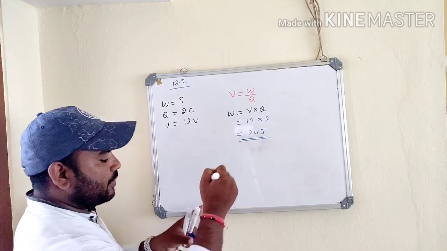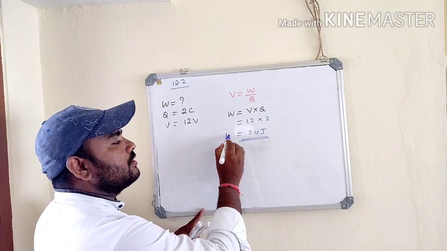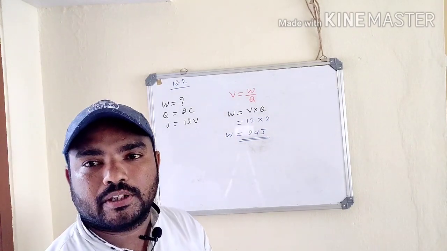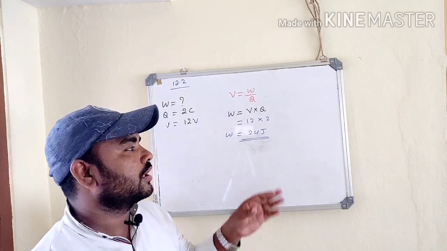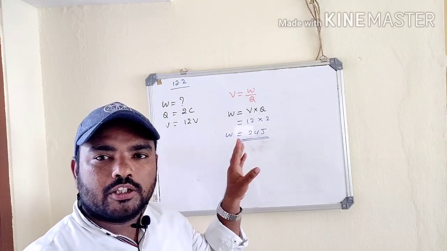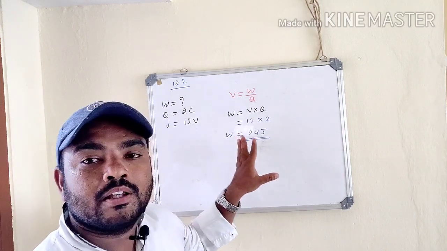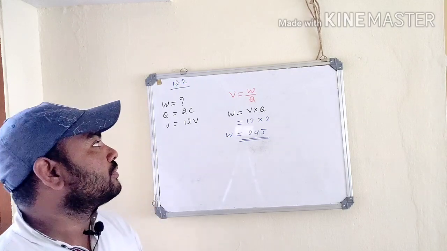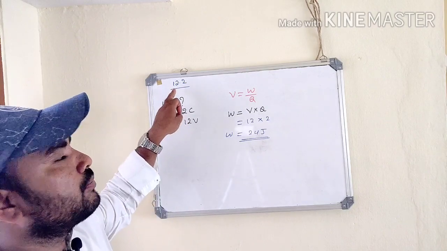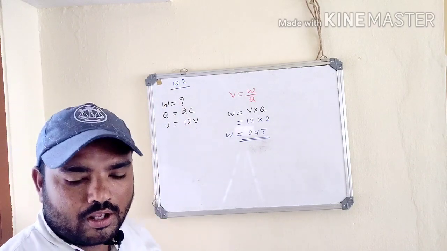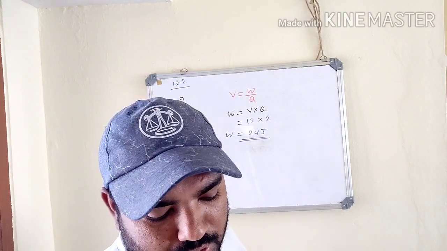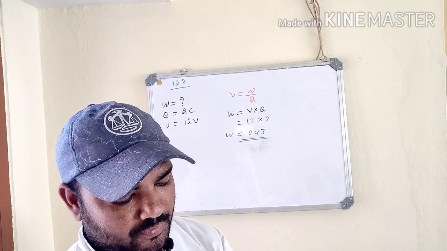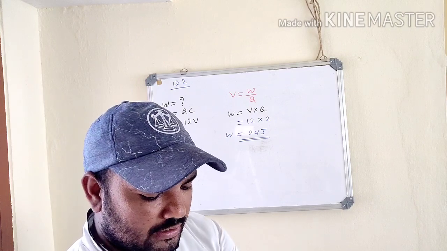In a physics problem, the unit is very important, children. If you don't write the unit, surely the paper evaluator is going to deduct half a mark for the SI unit. You have to always write the SI unit. Is it clear, children? I hope you understood the second numerical from the electricity chapter, example number 12.2. Let me go ahead and solve the next numerical, example number 12.3.